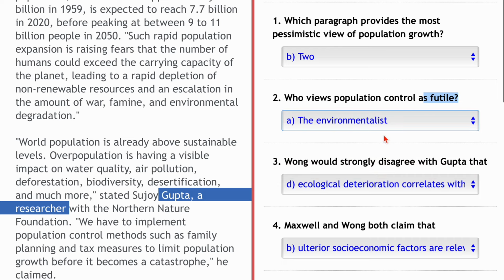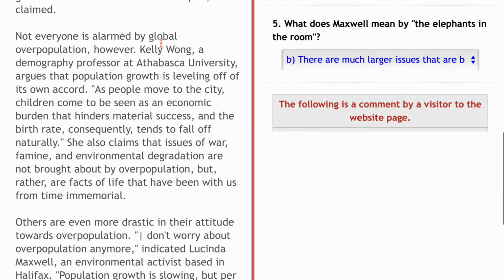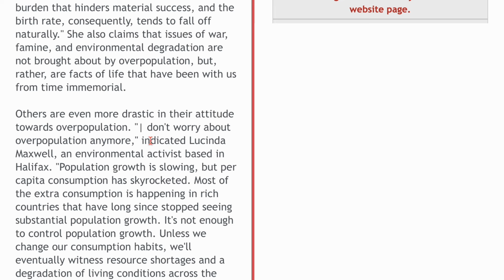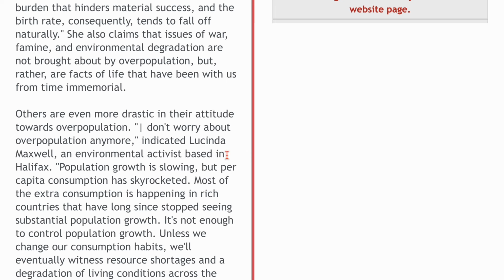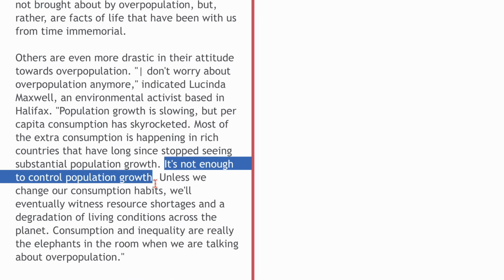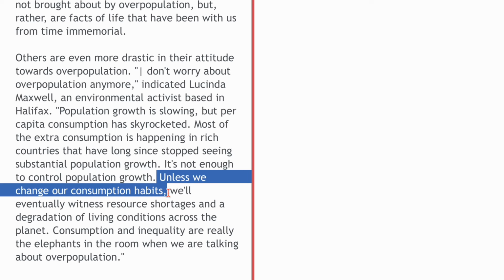A, the environmentalist. Right? Maxwell. Wong, okay, professor at Athabasca University. Lucinda Maxwell, an environmental activist. What does she say? Over here, it's not enough to control population growth. It's not enough. So it's ineffective unless we change our consumption habits. So we have to change it.